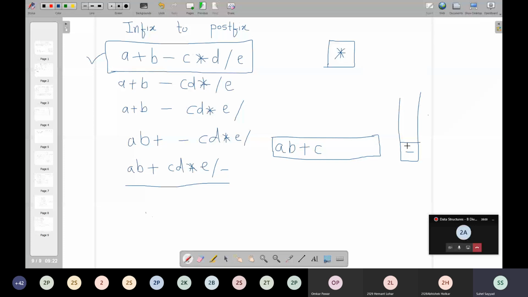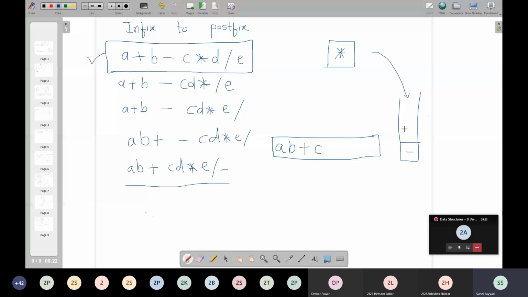In step number 2, this is case number A. Correct? The precedence of the operator that we are scanning, that is multiplication, is greater than the precedence of the operator present on top of stack. That is step number A inside 2. Correct? What we do in this? We simply do a push. In this case, we simply do a push.